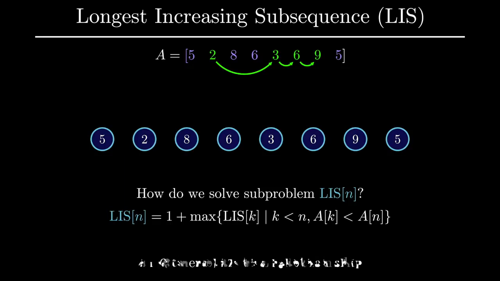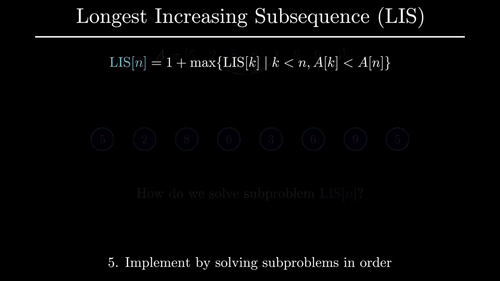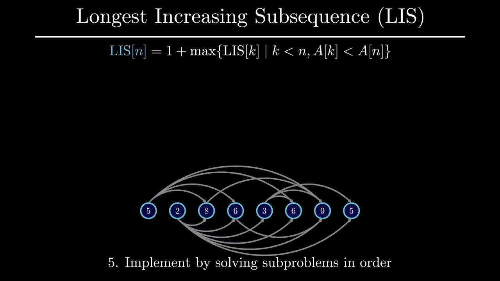Now we are ready for implementation, which is the final step. Implementing a dynamic programming solution is just a matter of solving subproblems in the appropriate order. What's most important is that before solving a particular subproblem, all the necessary prerequisite subproblems have been solved. In this problem, the order is actually fairly straightforward. We have to solve the subproblems from left to right.